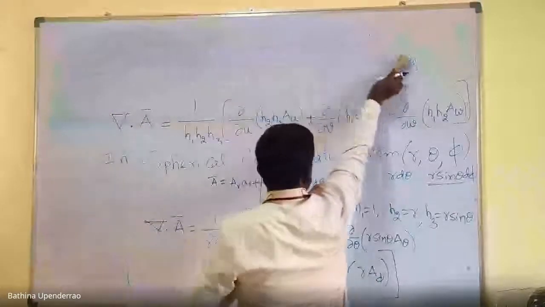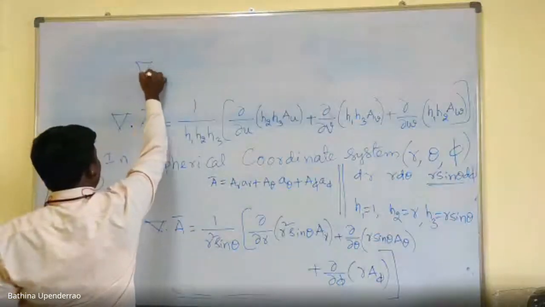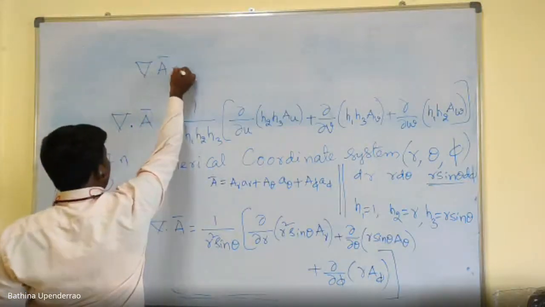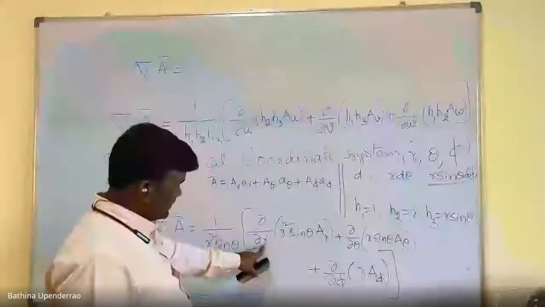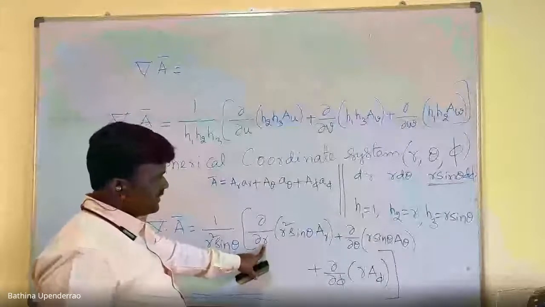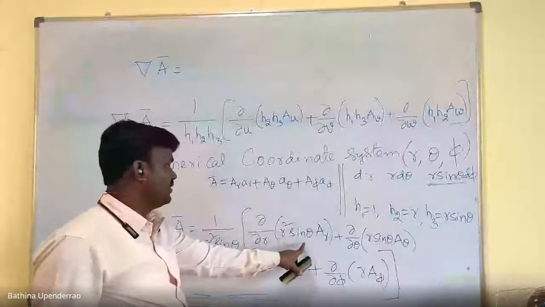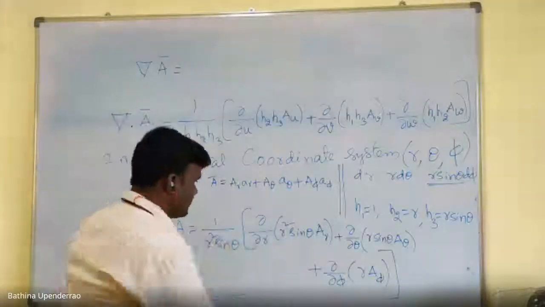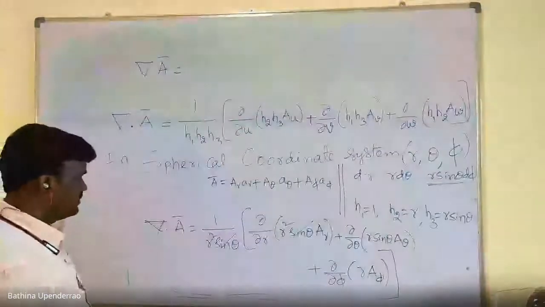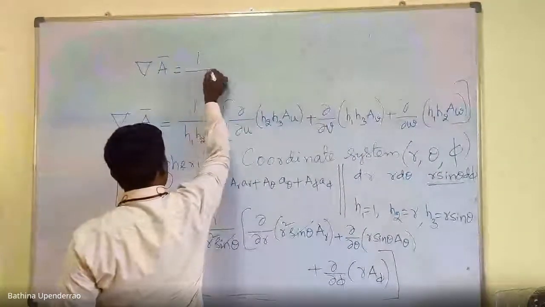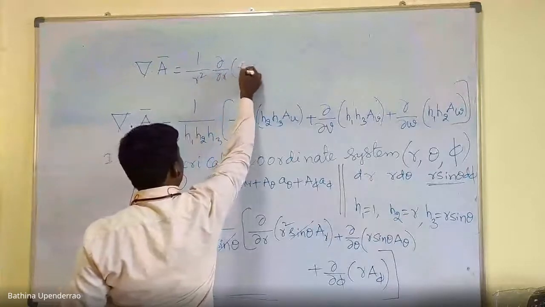You will get that simplified divergence of a vector A in spherical form is given by here. Partial differentiation with respect to r means theta and phi are treated as constant. Means we can write this sin theta out of this differentiation, so sin theta cancelled out. The remaining part is 1 by r square, dou by dou r of r square into A r.